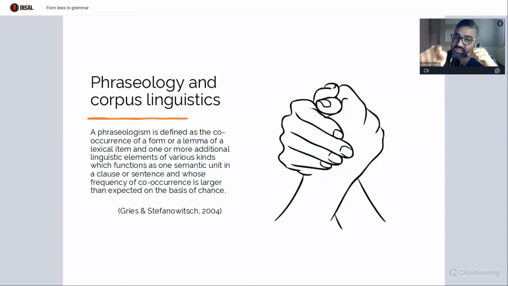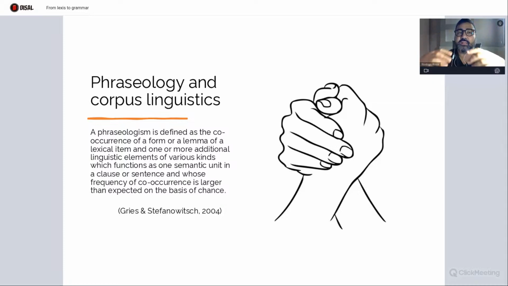All of these are specific instances of one generalized verb, that is take. This generalized verb idea of the verb is what we call lemma, okay? And what is a phraseologism going to be? It's going to be the co-occurrence of a form or a lemma of a lexical item, a word, and one or more additional linguistic elements of various kinds, which function as a semantic unit. So they have one meaning, right?